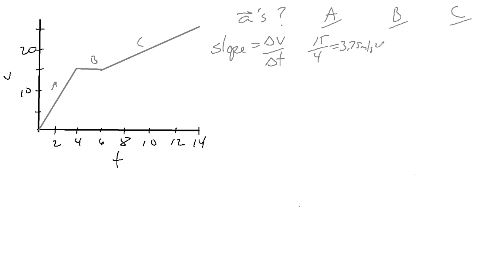Okay. Then we go to section B. Now B is just going straight across for a couple seconds. So if it's flat, the slope is 0, and there'd be 0 acceleration at that point. We can go to C. We'll do the same type of thing for C.